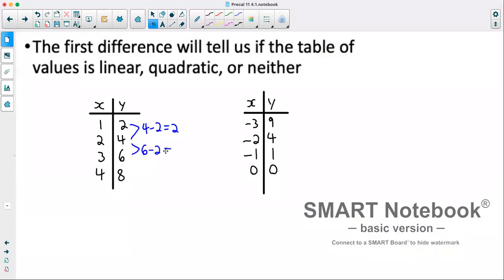6 minus 2 also gives us 2. 8 minus 6 gives us 2. So this one would be linear, and that's because our first difference gives us the same number.